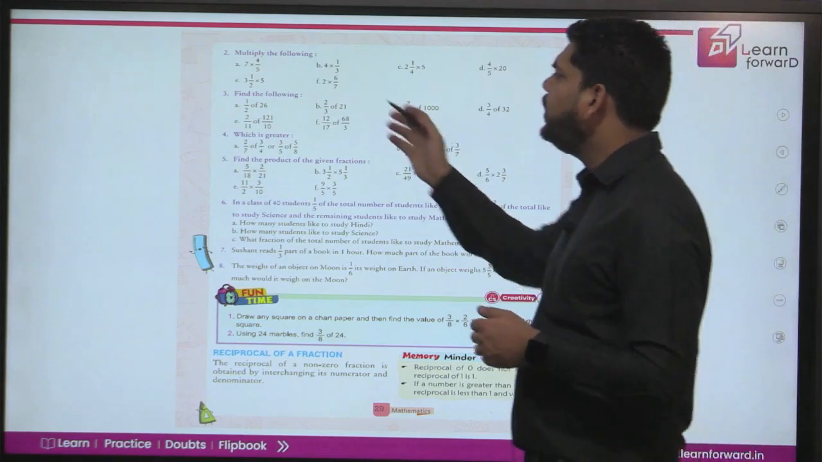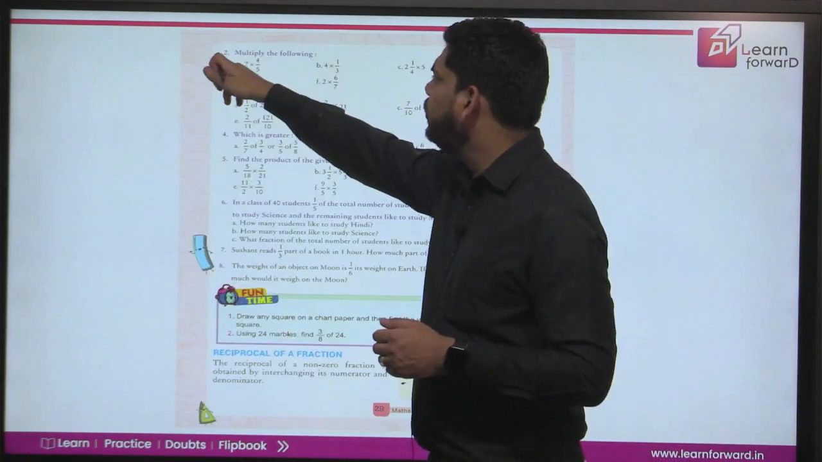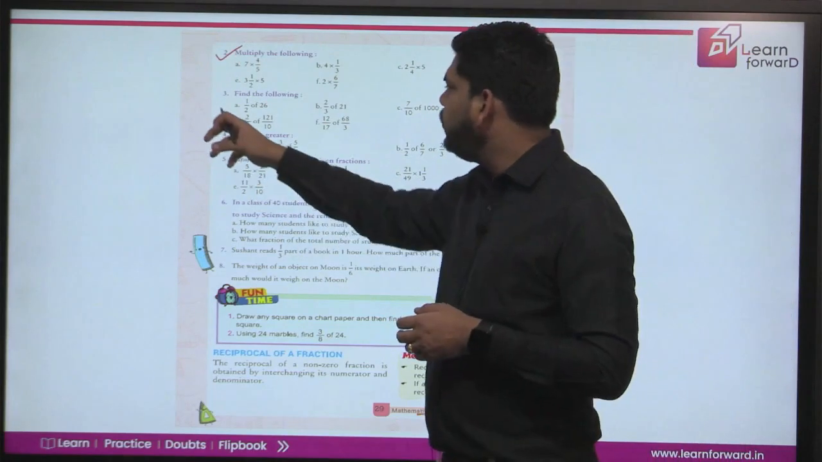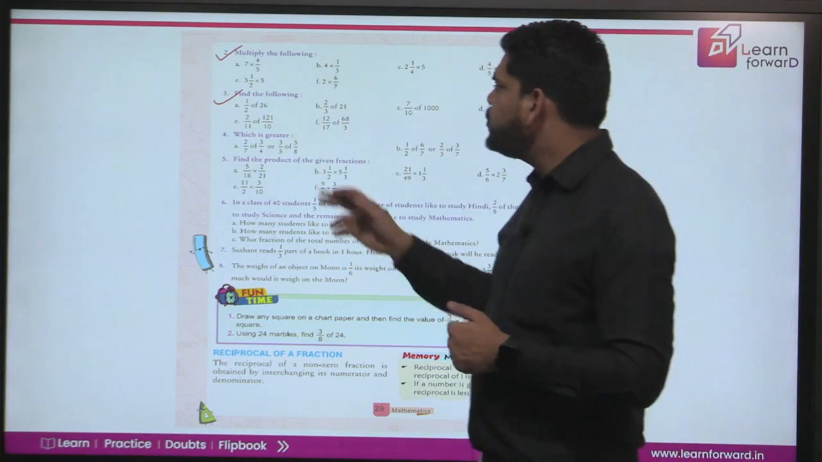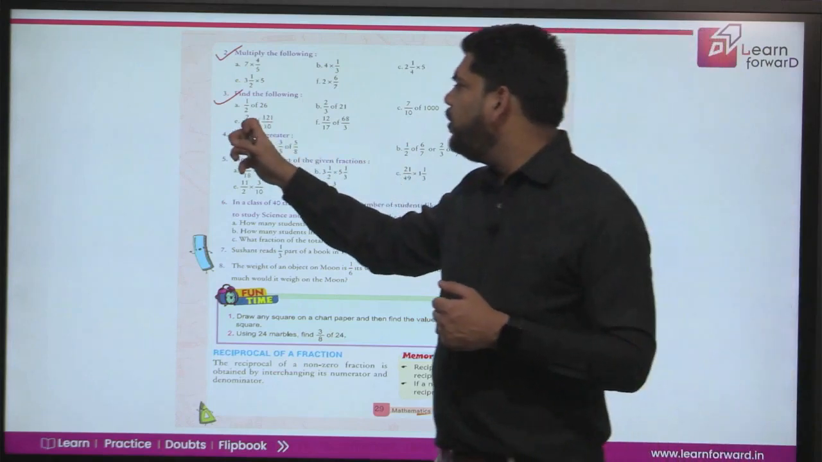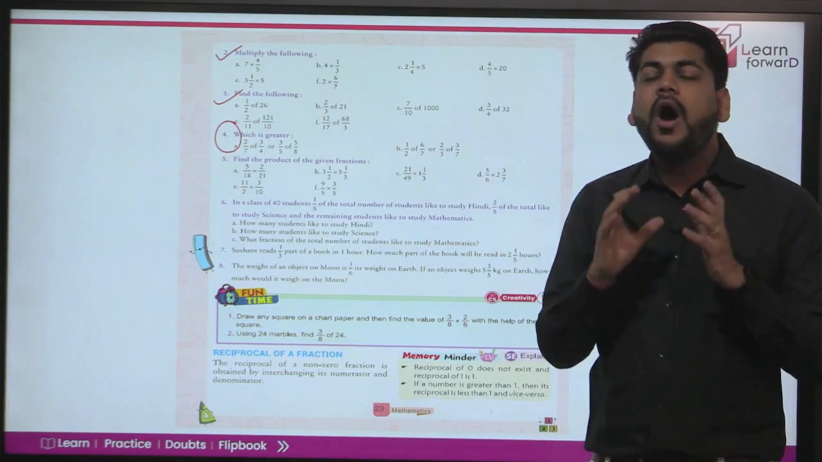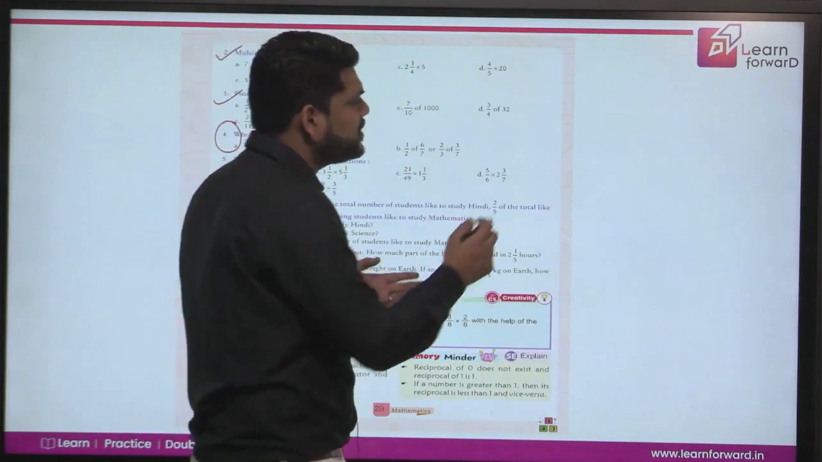Multiply the following. This we have already covered during the concept clarity session. You can easily multiply these fractions with the whole number. Again, you will be able to multiply fractions with fractions. Which one is greater? Okay. So for this particular question, we need to understand how to compare fractions. You must have already covered this in your previous classes as well.